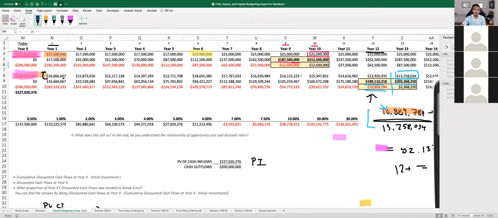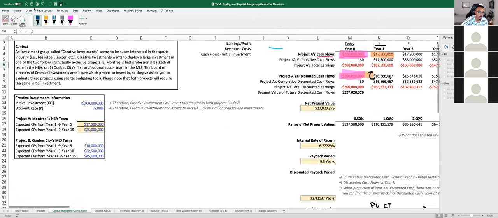To give you a better visualization, let me change the example a little bit. Check this out. Let's say that it was $25 million all across from year one all the way to year 15 for project A, and we want to figure out, when will you make your $200 million back? When will you break even?